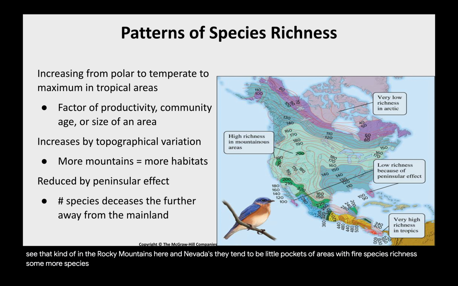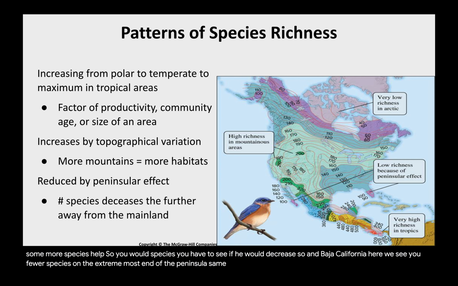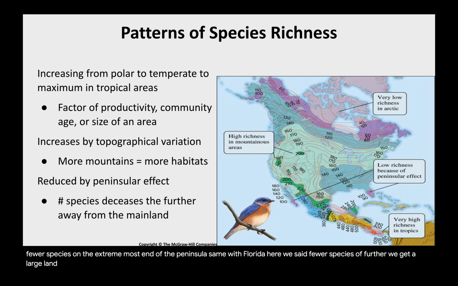And we also see this peninsular effect, right? So in peninsulas, the further you get away from the mainland, the fewer species you have. Species would decrease. So in Baja California here, we see fewer species on the outermost end of the peninsula. Same with Florida here, we see fewer species the further we get away from our large land mass. Right? So we tend to see these geographical patterns of species richness emerging.